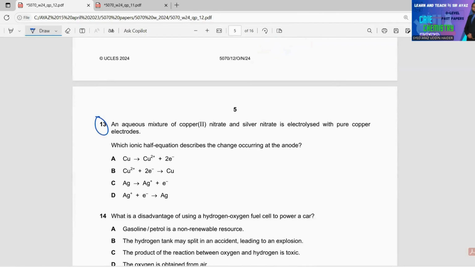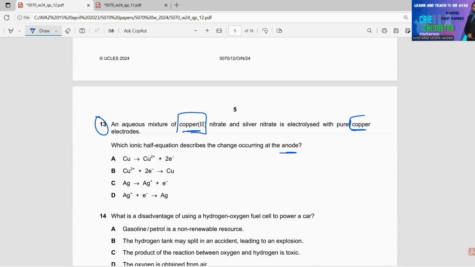MCQ number 13. An aqueous mixture of copper(II) nitrate and silver nitrate is electrolyzed with pure copper electrodes. Which ionic half equation describes the change occurring at the anode? So we have an active electrode. There will be loss of cations, that is Cu2+ ions in the electrolyte mixture. Copper ions will deposit at the cathode, that is, gain electrons. The population of Cu2+ ions decreases in the solution.